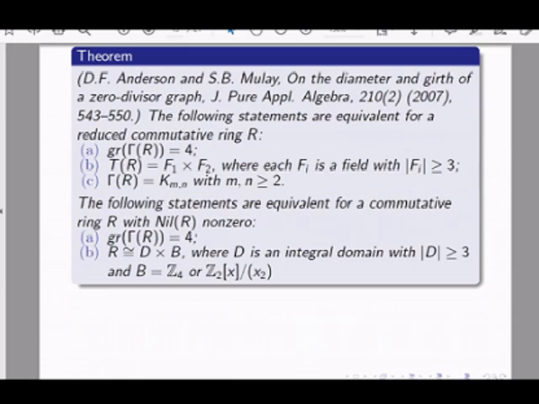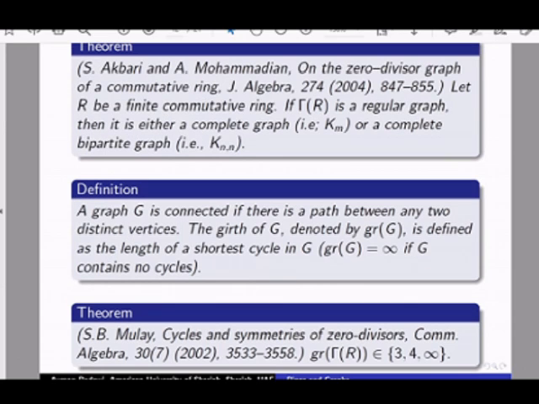All right, I mentioned what I mean by a connected graph. Connected, as you know, means you can walk from one vertex to another by a path. The girth: what is the girth of the graph? It is the length of a shortest cycle. And if there is no cycle, then we say the girth is infinity. So what do we mean by girth infinity? It means there is no cycle in the graph.